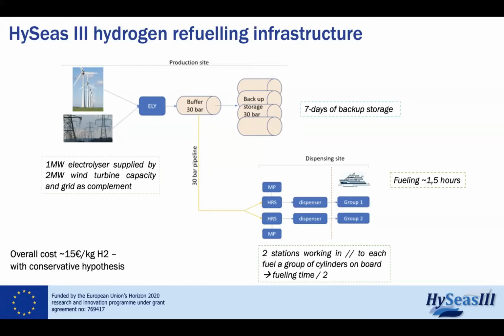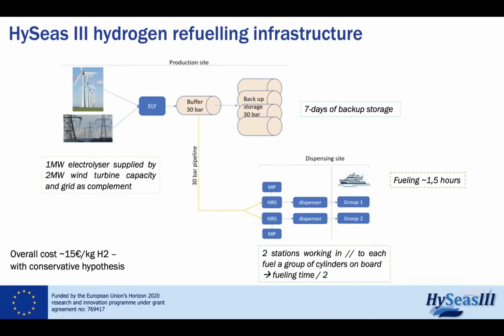So for the production site, the idea was to produce hydrogen locally from renewables, and hydrogen production is ensured by 1 megawatt electrolyzer, which is supplied by 2 megawatt wind turbine and grid as a complement. For the dispensing site, you can see that there is 2 stations working in parallel. On the ferry side, it was decided, in order to improve resilience, that the tanks would be divided in 2 groups. So there is actually 2 stations that are needed to fuel the 2 groups in parallel. This also allows to have fueling time divided by 2.